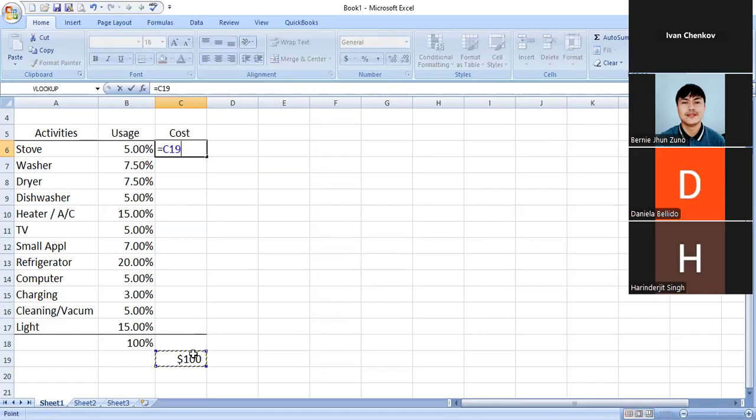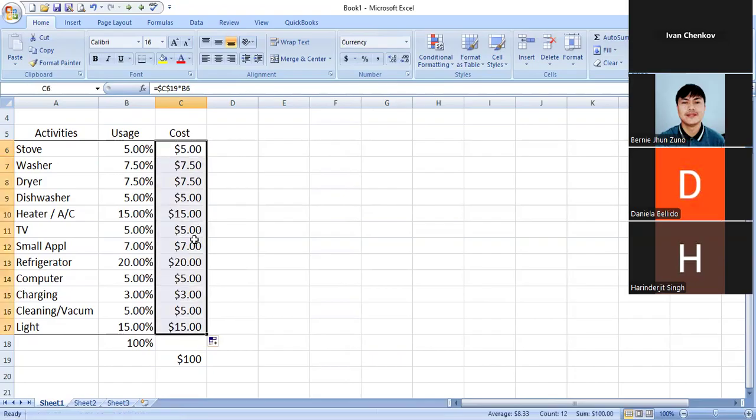How much will that be? This cost is the total times the percentage. And once we add everything, my total should be equal to $100. Let's see if that's the case. That's the case, $100. So now I know my cost for every single activity. Make sense? The approximate cost for every single activity. So the refrigerator, let's say, is driving $20 of the cost.